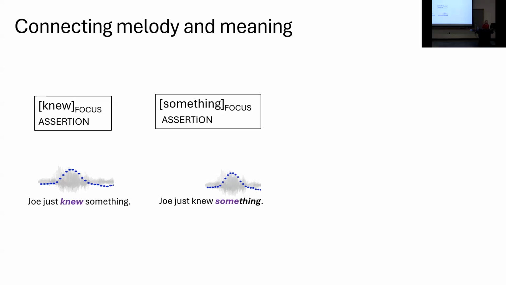Intonation also conveys the speaker's communicative intention. So for example, the low pitch at the bottom here, this phrase final fall, is expressing that the speaker is asserting information.